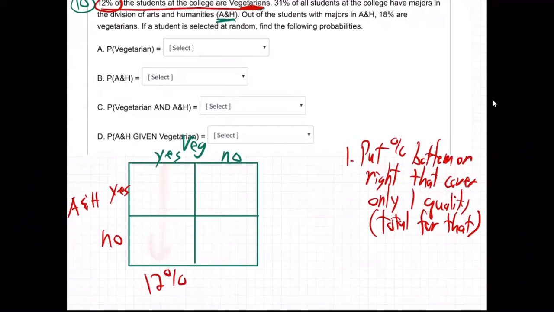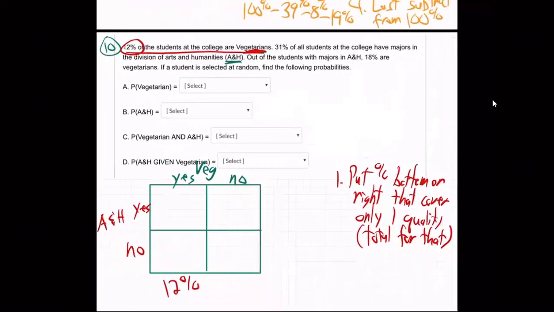12% are yes vegetarian, right? And same thing here, 31% have majors in arts and humanities. So that's going to go out here. 31% are yes arts and humanities. Good so far? Okay. Now here comes the really tricky part. Out of the students with majors in arts and humanities, not out of everybody, notice, 18% are vegetarians.